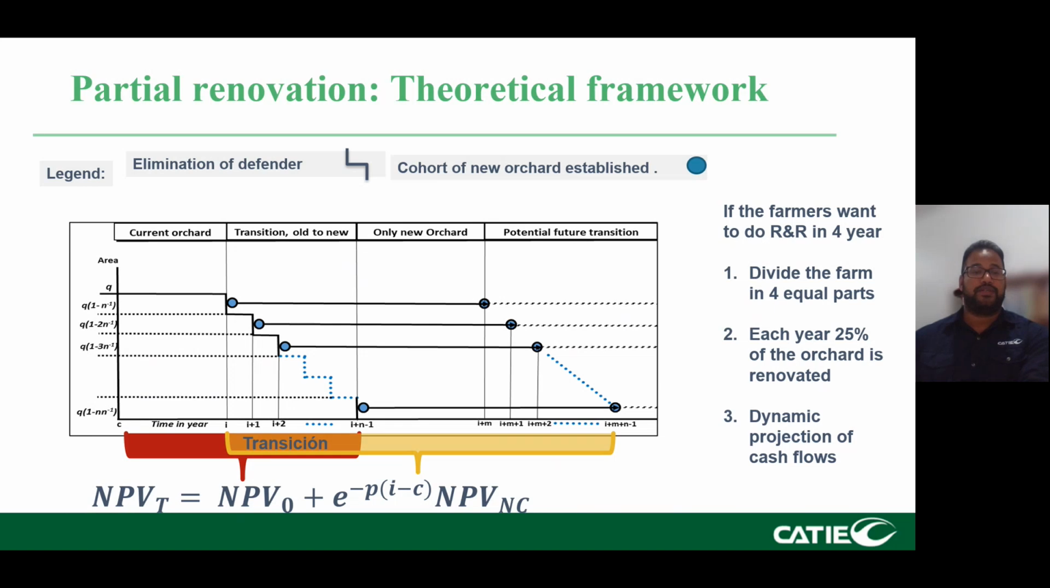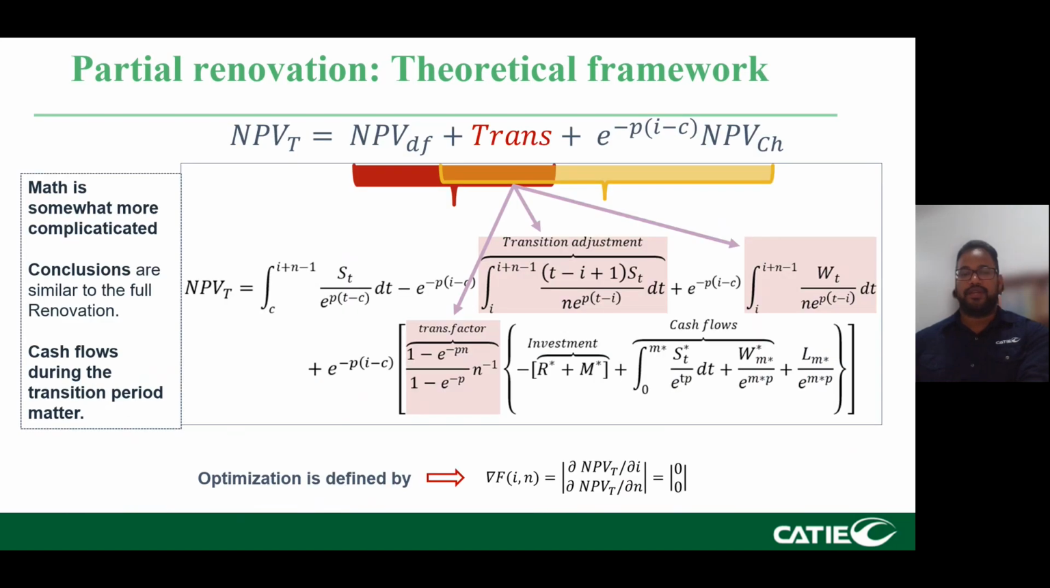Let's say a farmer wants to do a renovation and rehabilitation program during 4 years. Basically, we divide the farm in 4 equal parts. Each year, then, we renovate 25% of the orchard. So that implies that we're going to have a transition period of 4 years where cash flows will be coming from the defender and the challenger. And after that transition period, we're going to have 4 cohorts of different ages leading to a dynamic projection of cash flows. The math is quite complicated, somewhat more complicated.